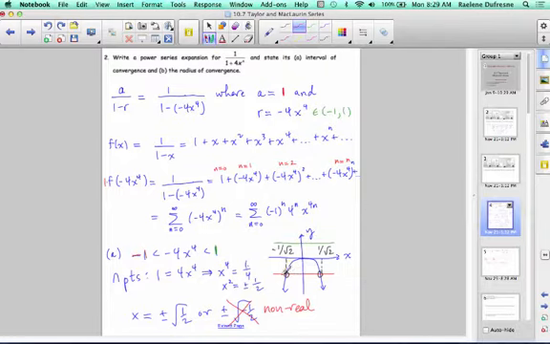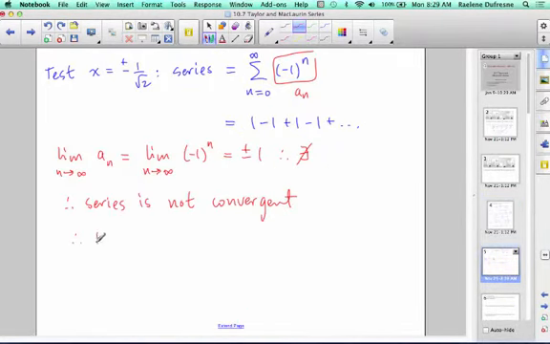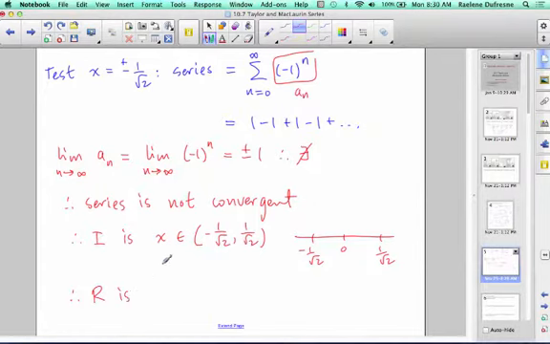And so our interval of convergence is going to be from -1 over root 2 to +1 over root 2. And thinking of that as the interval with 0 at the center, we can see that the radius of the interval, or the radius of convergence, is simply 1 over root 2.